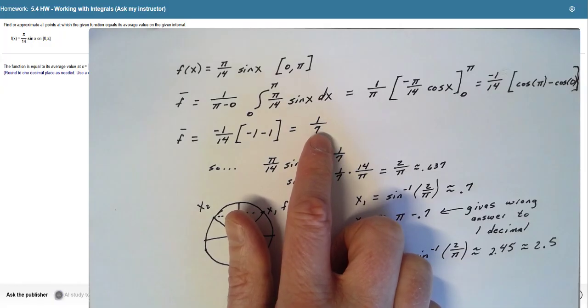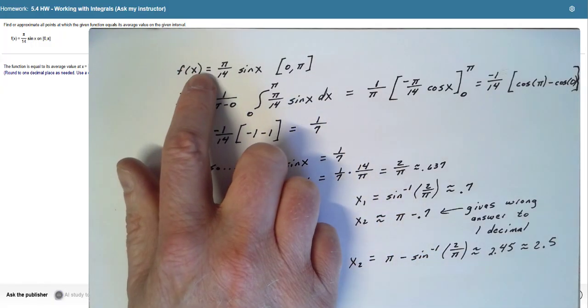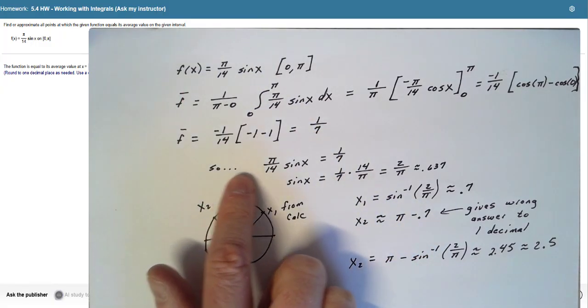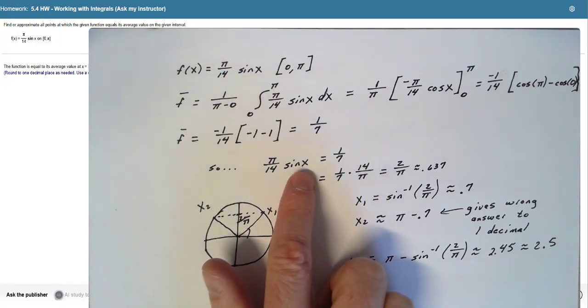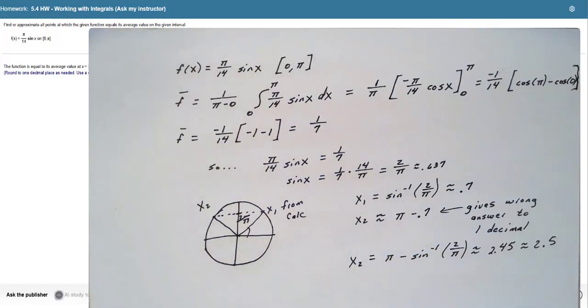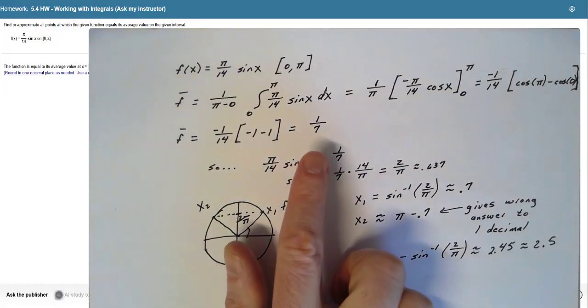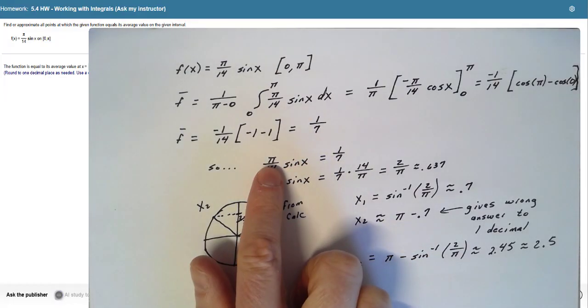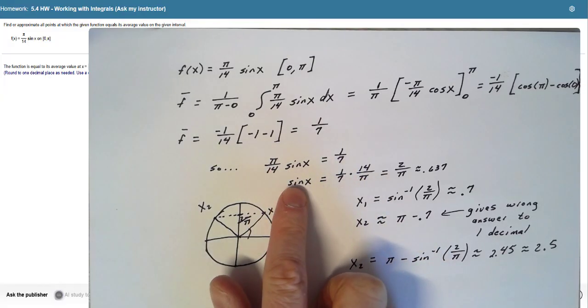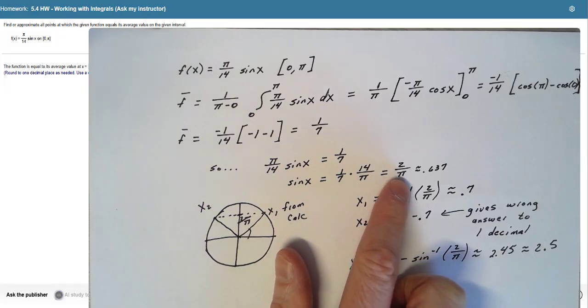Now, we need to find the values of x such that f of x is equal to this average value. So that's where I did this. I just went ahead and set the original function from the problem equal to this value that we know is the average height of the function from 0 to pi. So we know that there's some values between 0 and pi such that that height occurs. In order to simplify for the angle x, I got rid of the coefficient, multiplying the reciprocal on both sides. That gave me that the sine of x was equal to 2 over pi.